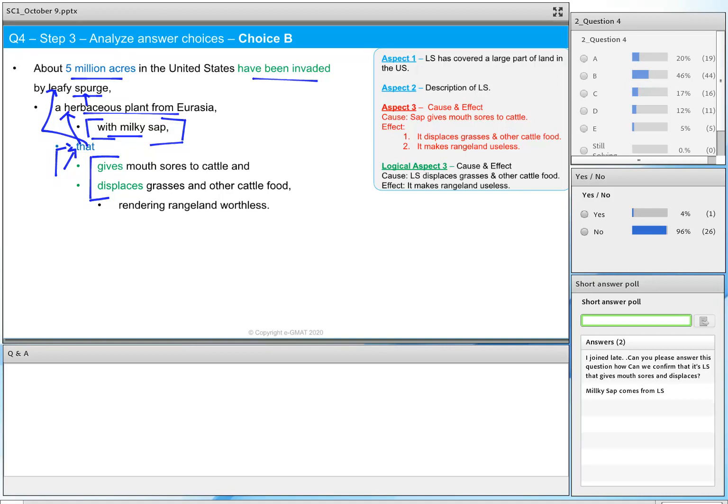And here, this is what we see: "that" is actually talking about the herbaceous plant. It's not talking about milky sap at all. So that gives mouth sores to cattle. Leafy spurge gives mouth sores to cattle. Leafy spurge displaces grasses and other cattle food. And see how this last part of the sentence is correctly presenting the result of the action of displacement. So choice B is indeed the correct answer over here, because logically everything is put in place through choice B.